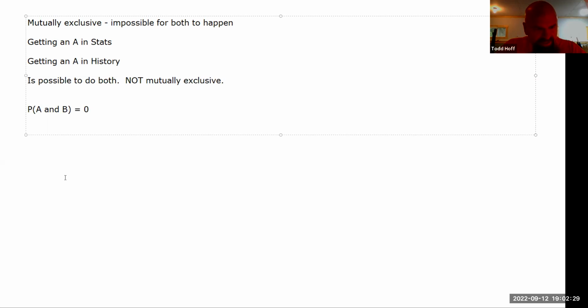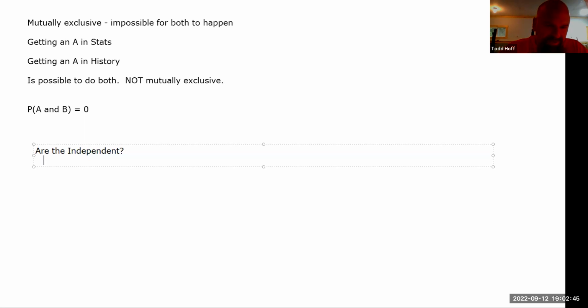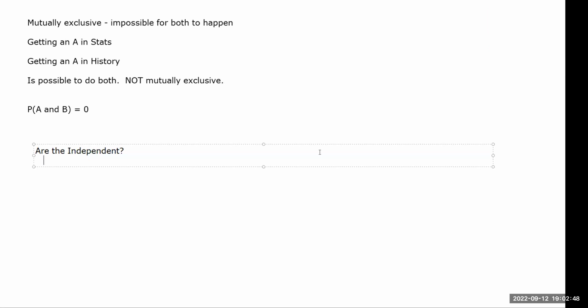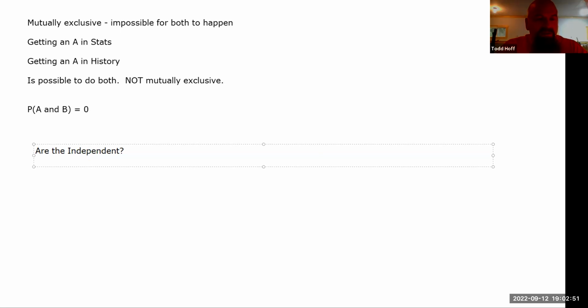They don't depend on each other. So are they independent? That's a good question. Well, that's actually a much more difficult question than mutually exclusive. Because you might make the claim, well, the student's intelligence level makes it more likely that they get an A in both. So, if you get an A in one, maybe they're more likely to get an A in the other just because they're a good student who puts in the time and all of that. So that's a little more difficult.